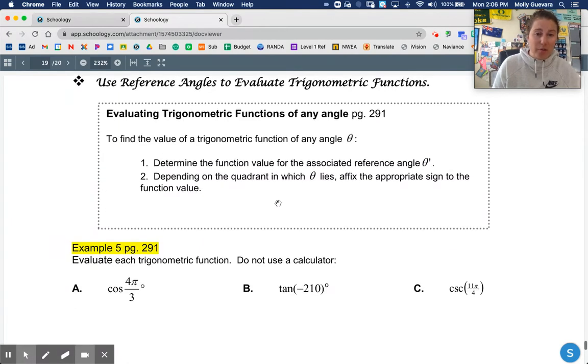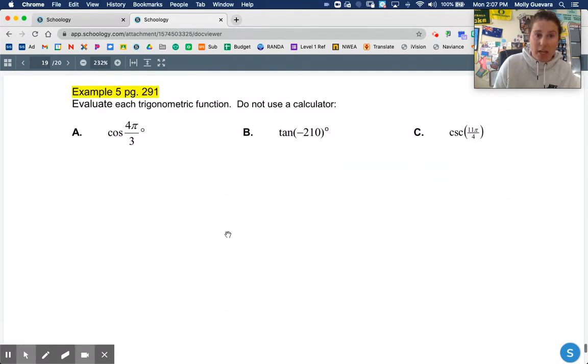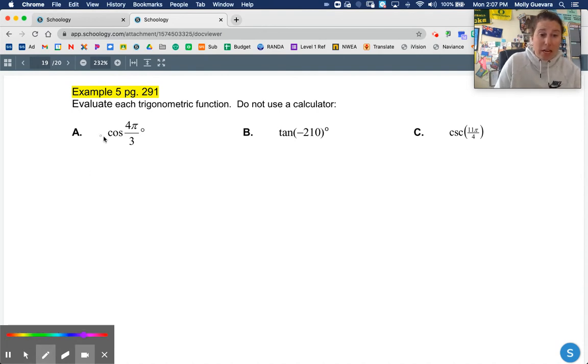Okay, so now we're going to use these reference angles to evaluate our trig functions. The first thing is that we determine the value for the associated reference angle. For what they give you, I'm going to draw the angle just because it helps me personally to see it visually. And then from there, we can find what it is that it's asking us to find. On this particular problem, we are not allowed to use a calculator. There will be a lot of non-calculator problems in this unit.